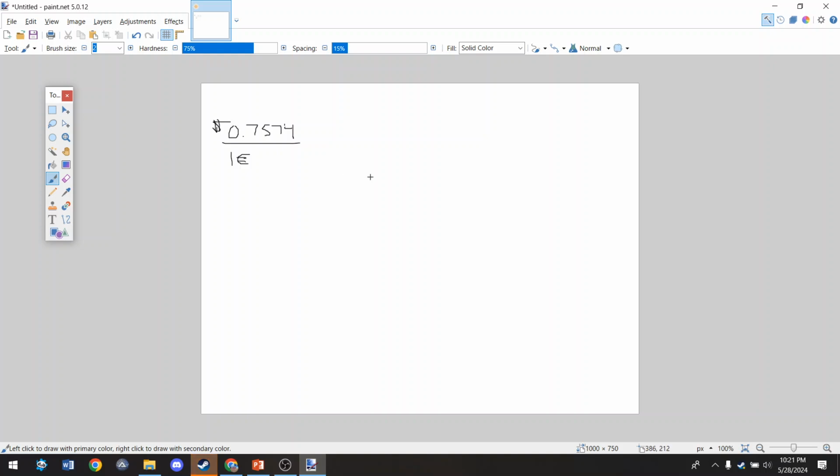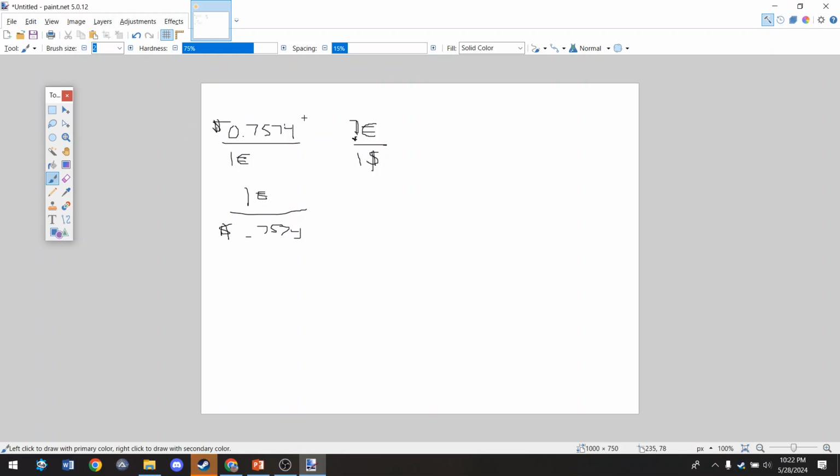Okay, now we want the indirect quotation. The indirect quotation looks like this, right? 1 euro per dollar, but we want the 1 down here. So we have $1 is question mark euros, right? The way we do that is we flip it over. So I can say, okay, well, 1 euro is $0.7574.